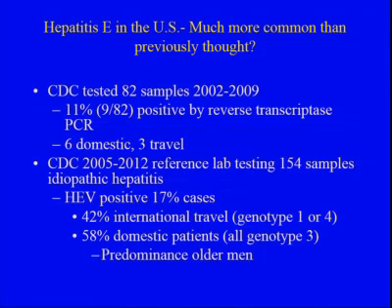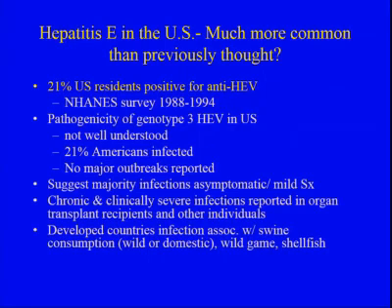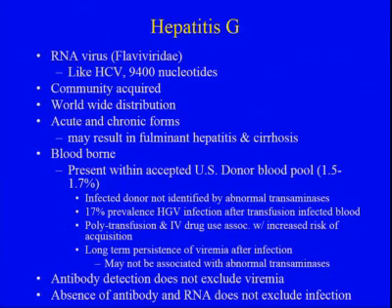CDC, however, is now doing testing for this if you have individuals who you think are potentially infected. Remember, I alluded to at the front that this is probably, in fact, the most common form of viral hepatitis in the United States. Based on data from the NHANES study, it looks like 21% of U.S. residents have antibody to hepatitis E, but it's genotype 3, which is thought to be less pathogenic.